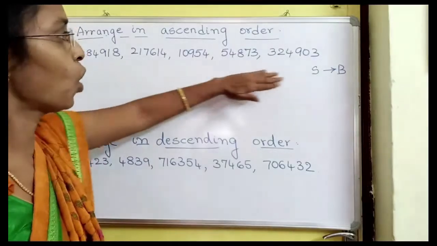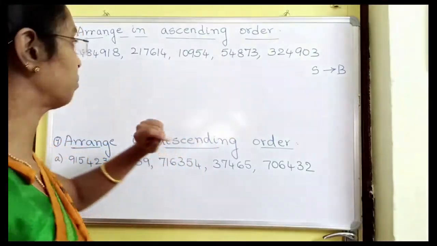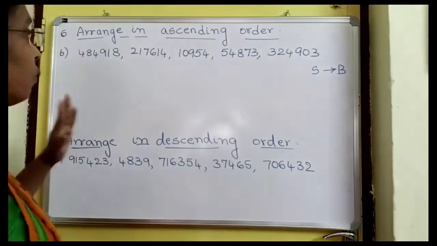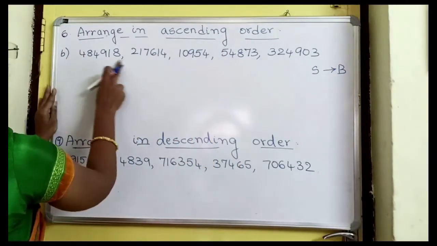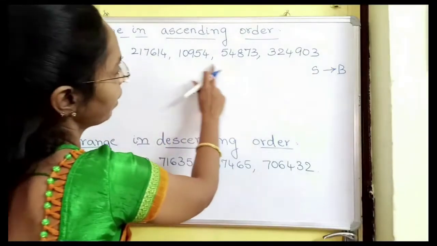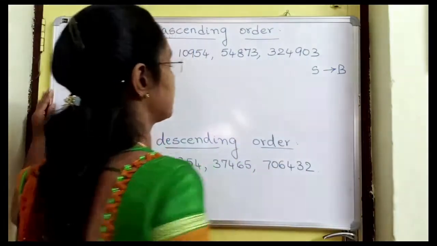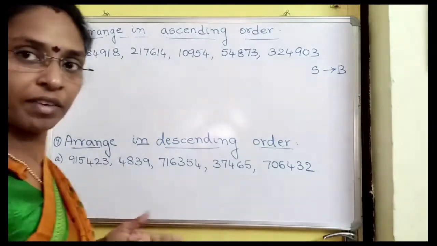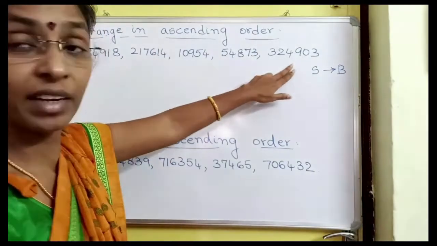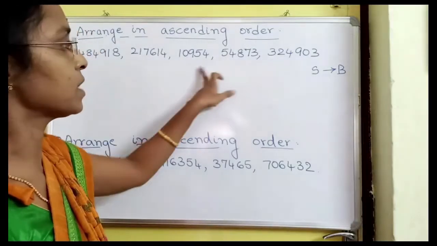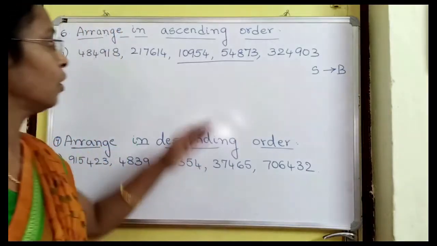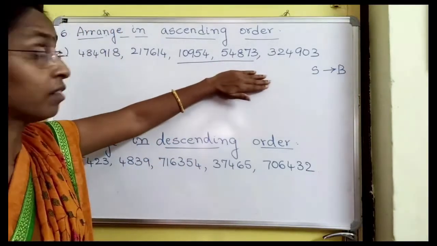Now what is the small number here? When you are comparing the numbers, what I told you: first count the number of digits in each number. Now here how many digits are there? 6. Here also 6. Here 5. Here 5 and again here 6. So these two numbers have 5 digits, but the others have 6 digits. So first compare these two numbers. Both have 5 digits.